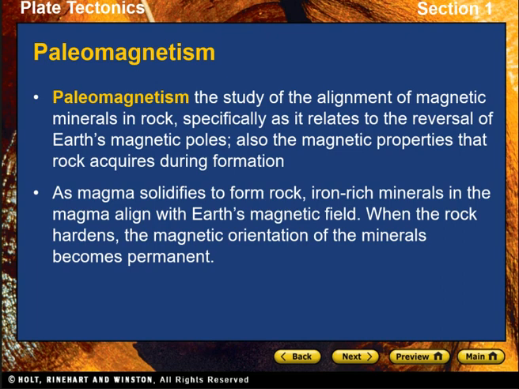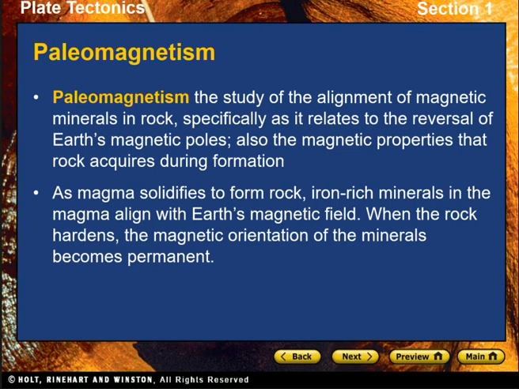Paleomagnetism. If you have ever used a compass to determine direction, you know that Earth acts like a giant magnet. Earth has north and south geomagnetic poles. The compass needle aligns with the field of the magnetic force that extends from one pole to the other.